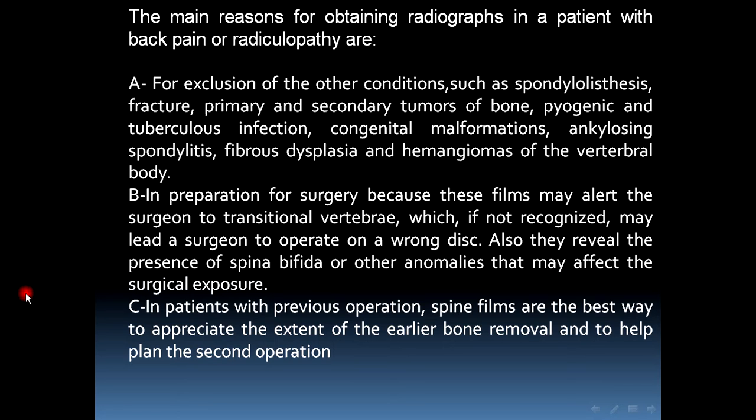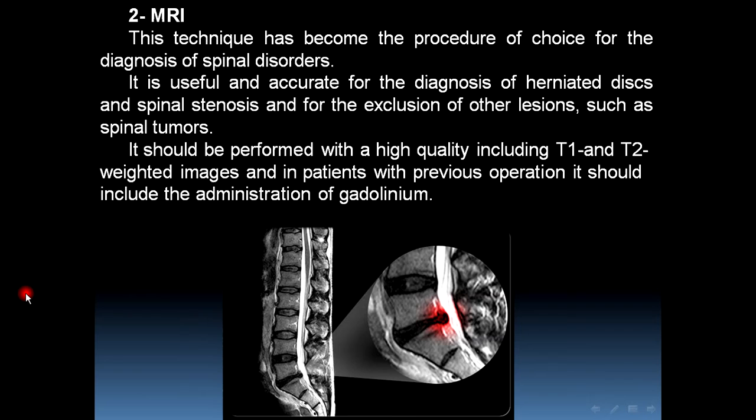These, if not recognized, may lead a surgeon to operate on the wrong disc, and also they reveal the presence of spina bifida or other anomalies that may affect the surgical exposure. In patients with previous operations, spine films are the best way to appreciate the extent of earlier bone removal and to help plan the second operation.